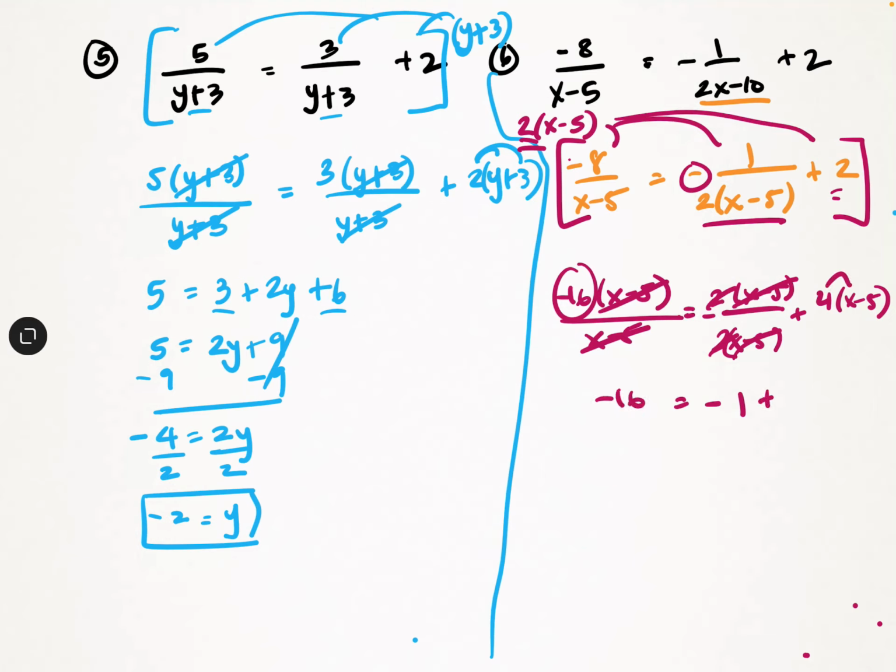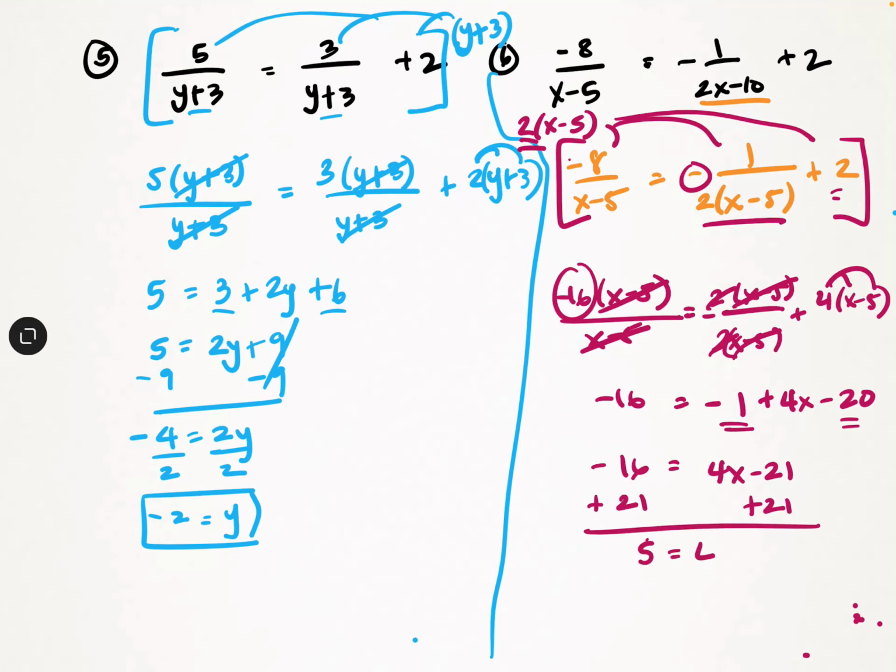And then we have, let's distribute that. So 4 times x is 4x. And then 4 times 5 is 20. Let's combine our like terms. So negative 1 minus 20 is negative 21. Be careful with your additions and subtractions. And then from here, we're just using our algebra to solve. 16 plus 21 is 5. And then when we divide by 4, x equals 5/4.